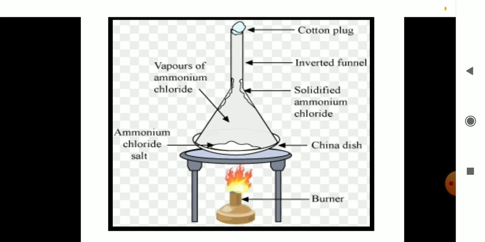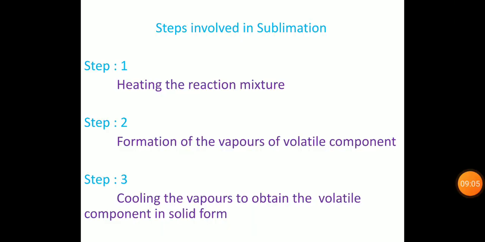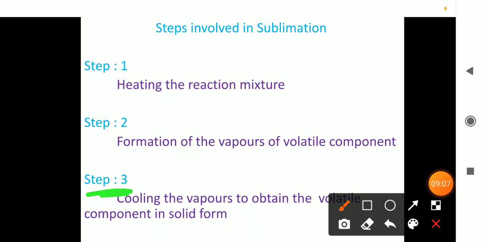Now we need the volatile component in a separate container. So that is step number 3. In order to get the volatile component, we have to shut the burner and the reaction mixture has to be cooled. When the vapors are cooled, they can be converted back to their original state, that is their solid state. So by doing this, the components can be easily separated.